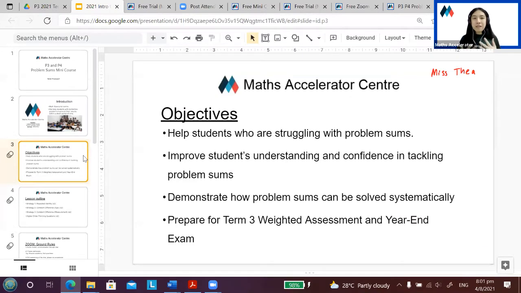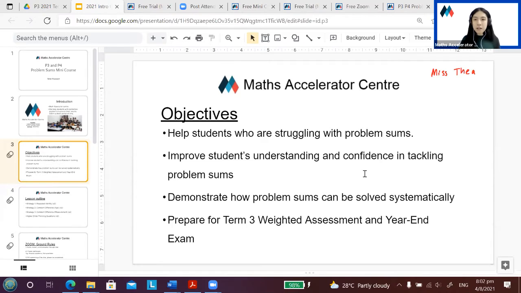So our objectives here are to help students who are struggling with math in general, of course, but also specifically with problem sums. We specialize in problem sums. What we do is that we help to improve the understanding and confidence of students with problem sums by demonstrating how they can be solved systematically and hopefully with practice easily.